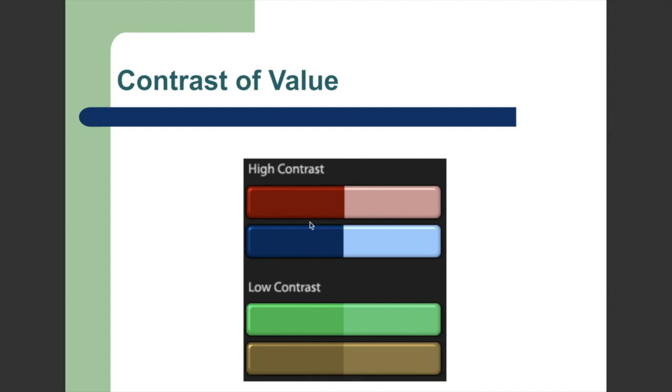So these two colors, okay, have high value contrast. This one's really dark, this one's really light. Same goes for this one. But these two colors have low value contrast. Their values are very close to each other.